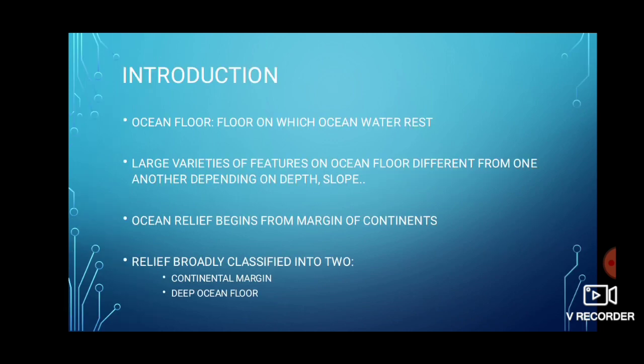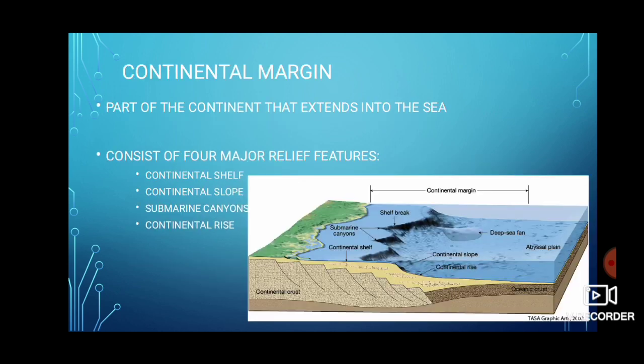What is an ocean floor? The floor on which the ocean water rests or lies, we call it the ocean floor. There are large varieties of features on the ocean floor which are different from one another depending upon their depth, slope, etc. Hence, the relief of the ocean floor is broadly divided into two categories. Let's look into which they are. One is the continental margin and the other one is the deep ocean floor.